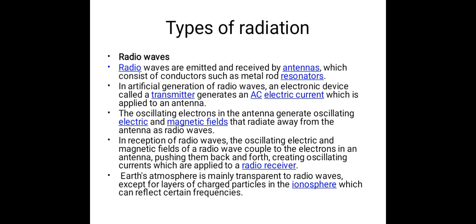The oscillating fields couple to the electrons in an antenna, pushing them back and forth, creating oscillating currents which are applied to a radio receiver. Earth's atmosphere is mainly transparent to radio waves, except for layers of charged particles in the ionosphere, which can reflect certain frequencies.